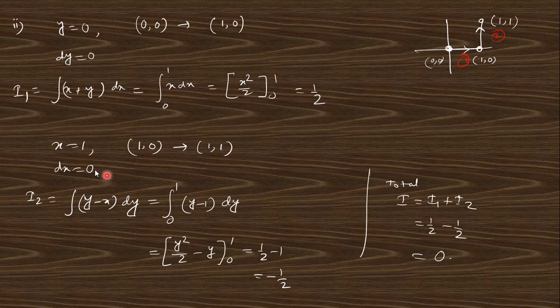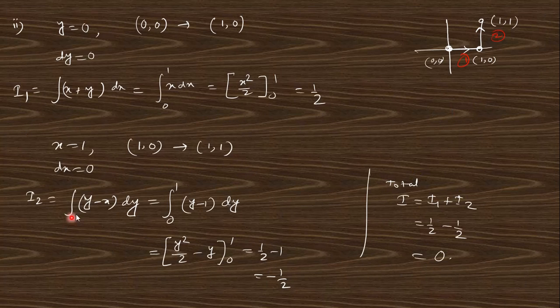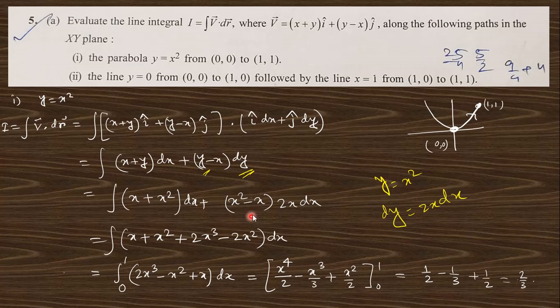Similarly, in the next portion, x equals 1, so dx equals 0, so the dx part will be 0. Put x equals 1 and integrate with respect to y, and we get y square by 2 minus y, from 0 to 1, so this will be half minus 1, that is minus half. So the total integration of these two portions will give you 0, but in the case of the parabolic path, this gives you 2/3. Since these two are not equal, this field is not conservative.